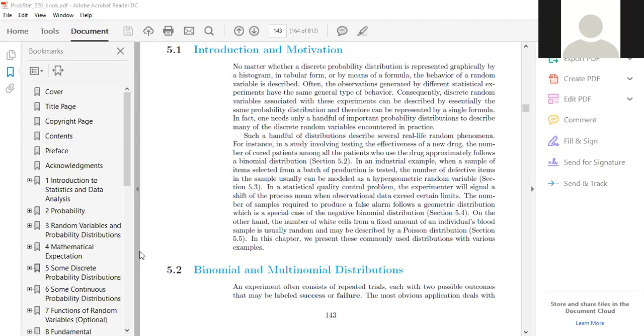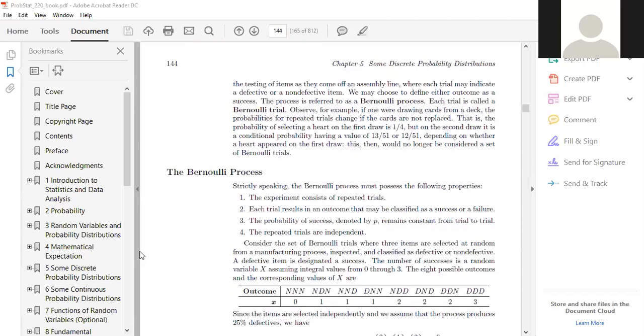An experiment often consists of repeated trials, each with two possible outcomes that may be labeled success or failure. Here we are going to discuss the success rate and the failure; success and failure are the most important thing. The most obvious application deals with the testing of items as they come off an assembly line. Suppose you have light bulbs and you are testing them, defective or not defective. If the bulbs are defective, we have a loss of material as well as money, because that is not of any use. Once the bulb is defective, it goes to the dustbin. That's why we don't use the binomial distribution in that case; one has to use the hypergeometric distribution, because replacement is not possible.